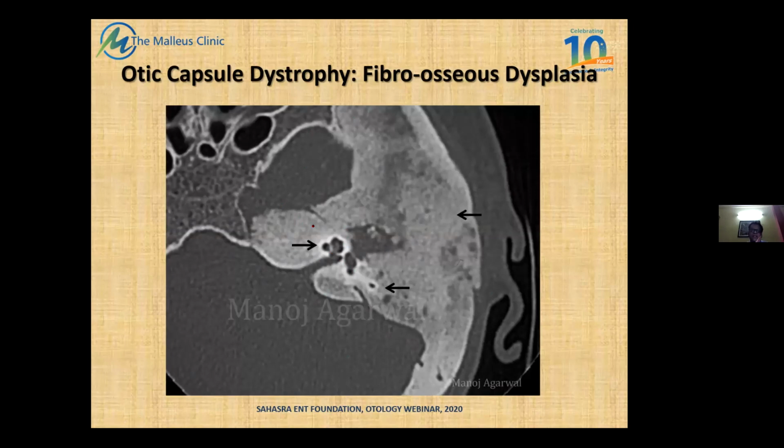This is the axial view: the basal turn of the cochlea, middle and apical turn, interscalar septum, internal auditory canal, foramina for the cochlear nerve, the modiolus, basal turn of the cochlea, footplate of the stapes, the posterior semicircular canal, the vestibular aqueduct with the operculum, and the thickened bone all around. So fibro-osseous dysplasia.